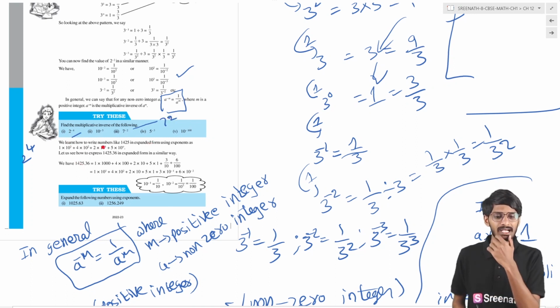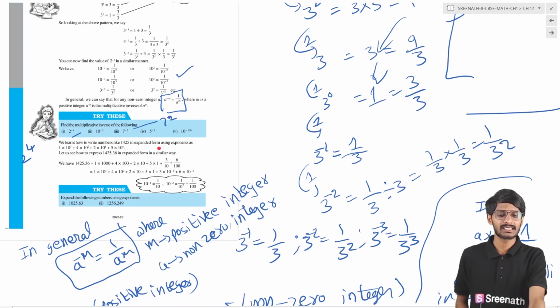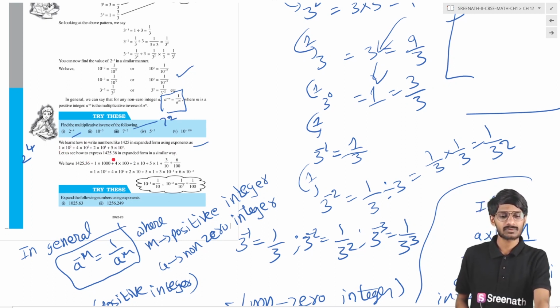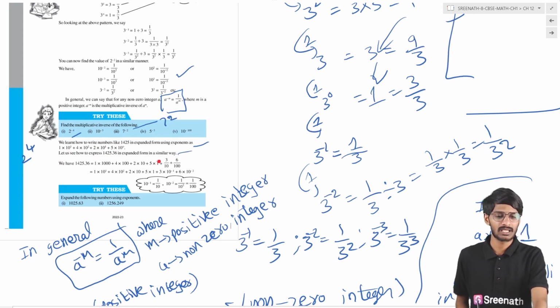Now we learned how to write numbers like 1425 in the expanded form using exponents. We have previously learned it, for example 1 into 10 cube, how to write the expanded form. So let us now express 1425.36 in the expanded form in a similar way. So now we will do it, students.